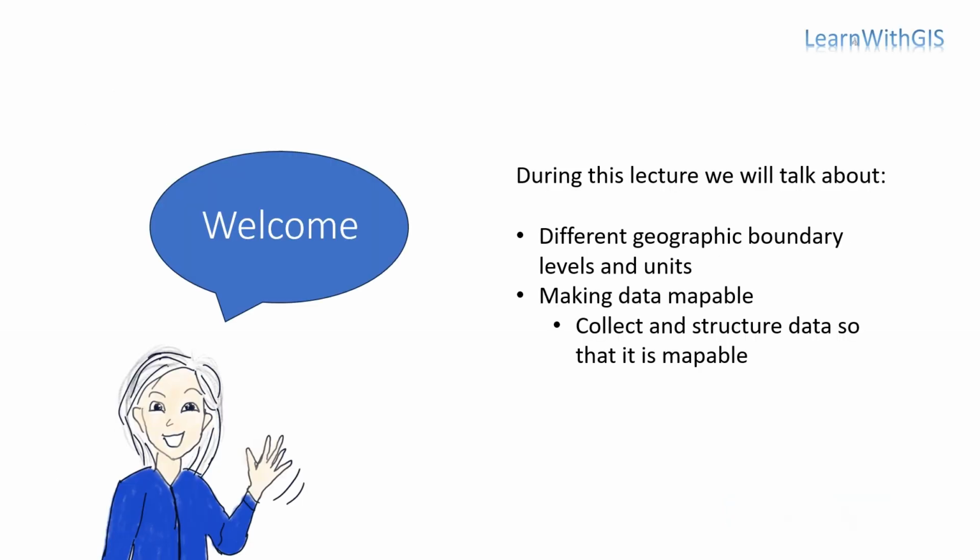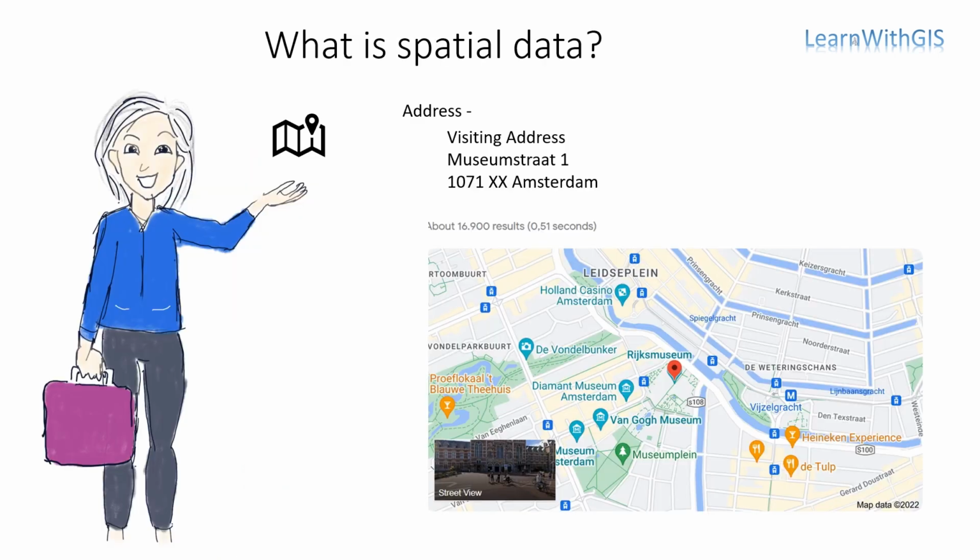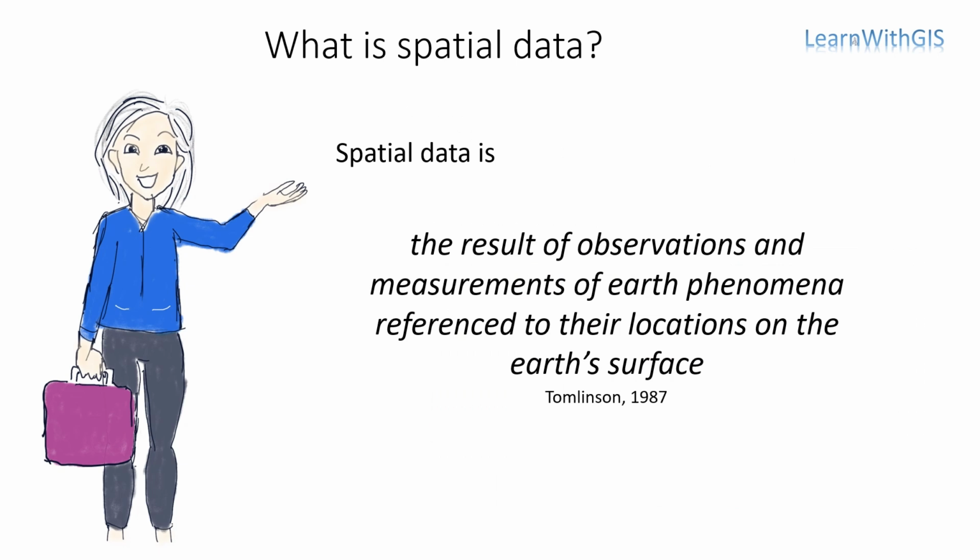During this module we will talk about different geographic boundary levels and units, as well as about structuring your data so that it is mappable. Earlier, we introduced you to different types of spatial data. These ranged from street addresses to GPS location information to imagery captured by remote satellites and other sensors. Spatial data is the result of observations and measurements of the Earth's phenomena referenced to their location on the Earth's surface. In other words, it is about capturing what you see outside of your window and giving it some geography so that you can correctly place it on a map.